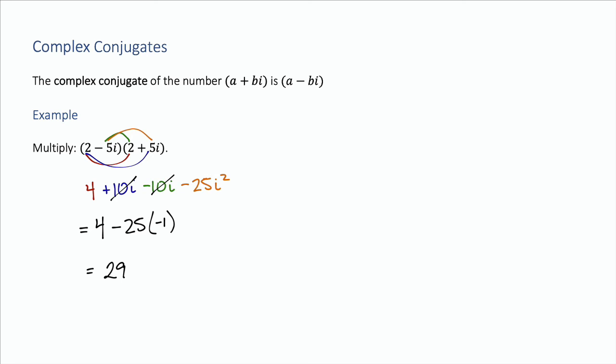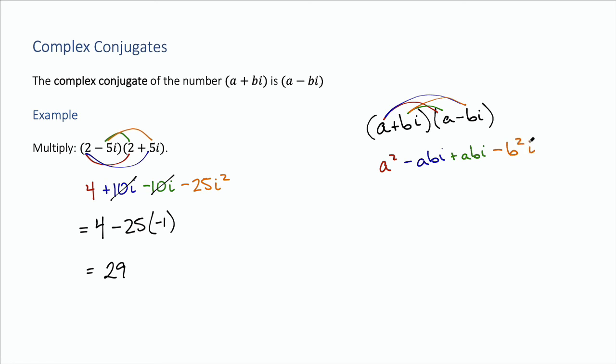Now, we're going to be multiplying conjugates quite a bit, and I want you to see a little shortcut that we can do when multiplying conjugates. I'm going to take a generic a plus bi and multiply by its conjugate, a minus bi. So let's work this out and see what happens. a times a is a squared. a times negative bi is negative abi. And bi times a is positive abi. And then bi times negative bi is negative b squared i squared.